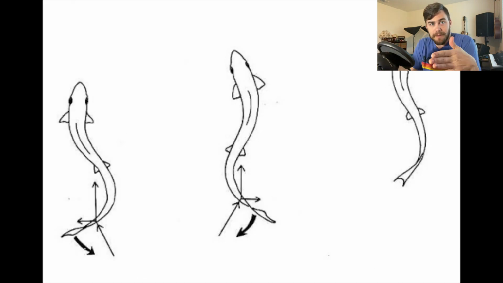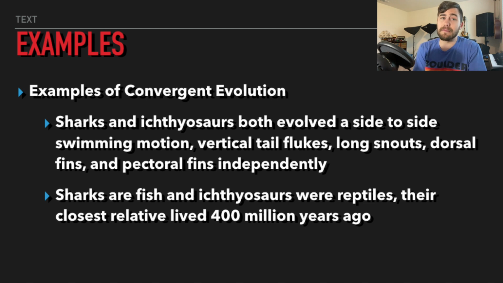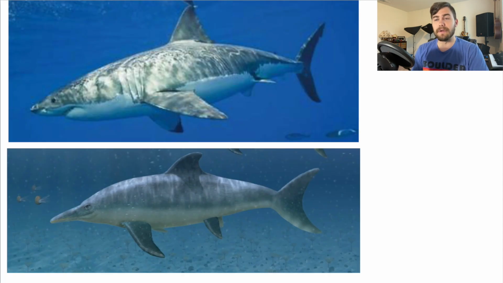And fish do that too. Fish swim by sort of flexing their body left to right. So sharks and ichthyosaurs both move the same way, side to side, but then they each independently got large dorsal fins, large tail flukes, and pectoral fins. But the common ancestor of them lived 400 million years ago, an extremely long time ago. Yet we see that they each got extremely similar body plans, totally independent of one another.